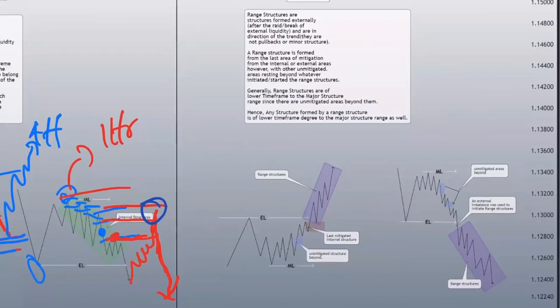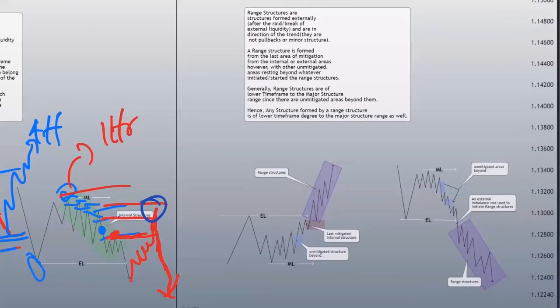Now let's look into range structures. Range structures are structures formed externally after the raid or break of external liquidity and are in direction of the trend. They are not pullbacks or minor structure. That is very important. Range structures are in the direction of the trend. Internal structures also are in the direction of the trend. Range structures are in the direction of the trend.